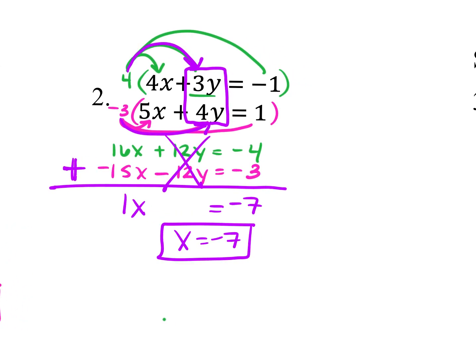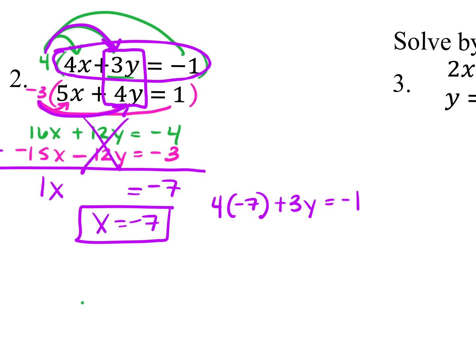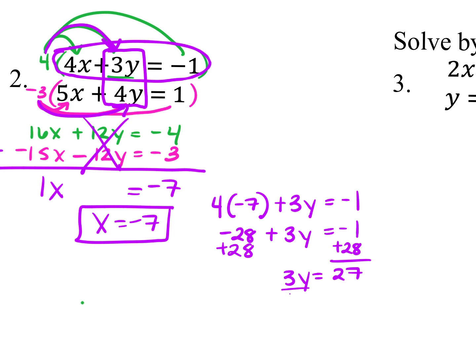Okay, are we done? No, what do you got to do? Plug it in to one of them, and it doesn't matter which one. I'm plugging into this one. You can actually plug it into any of these 4 now. I don't usually do the new ones because they're bigger. So 4 times -7 plus 3y equals -1. So this is -28 plus 3y equals -1. Add 28 to both sides. So 3y equals 27. And then divide by 3. So y is 9.